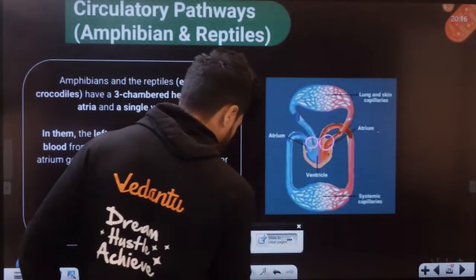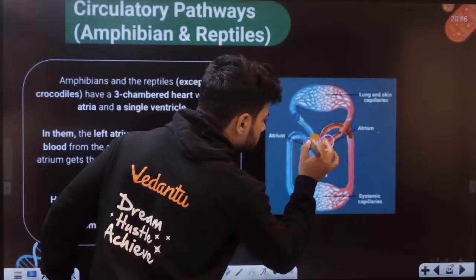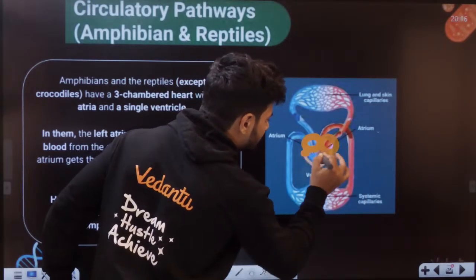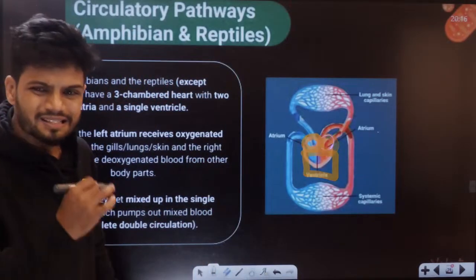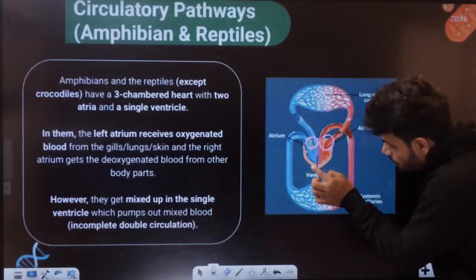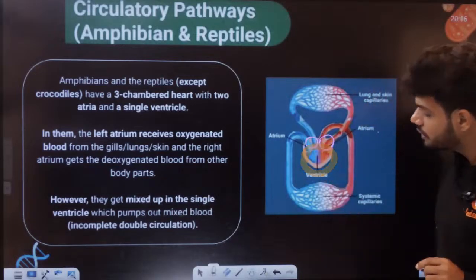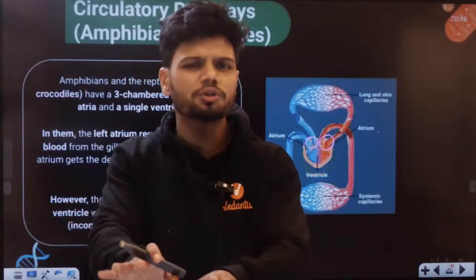Once again, here, this is one, this is the second one. And this entire thing is the one single ventricle. The bottom is the single ventricle there. So in this ventricle, what happens is that all the oxygenated blood and deoxygenated blood both are coming to the ventricle itself. So both are mixing up there.